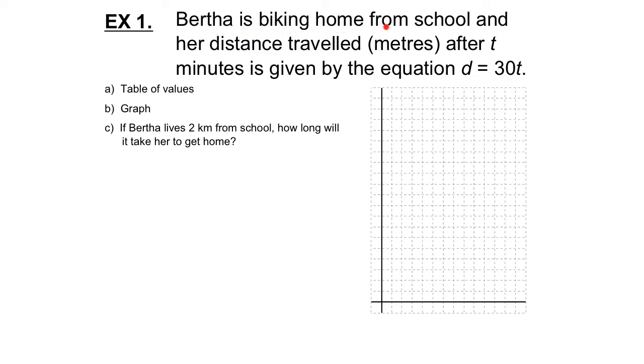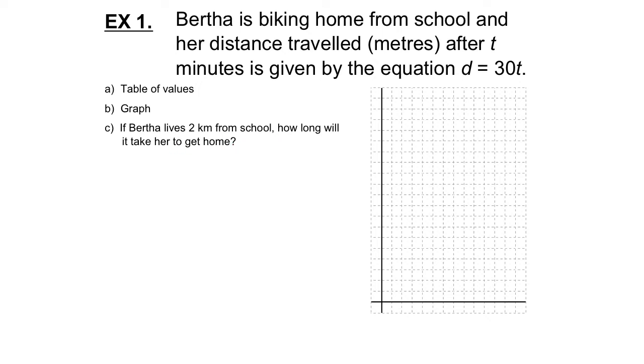Bertha is biking home from school, and her distance traveled in meters after t minutes is given by this equation. So we have her distance is d, the time is t, and this is the equation. So using that equation, we're going to make a table of values, then we're going to use the table of values to make a graph, and then we're going to use what we know to answer this question.